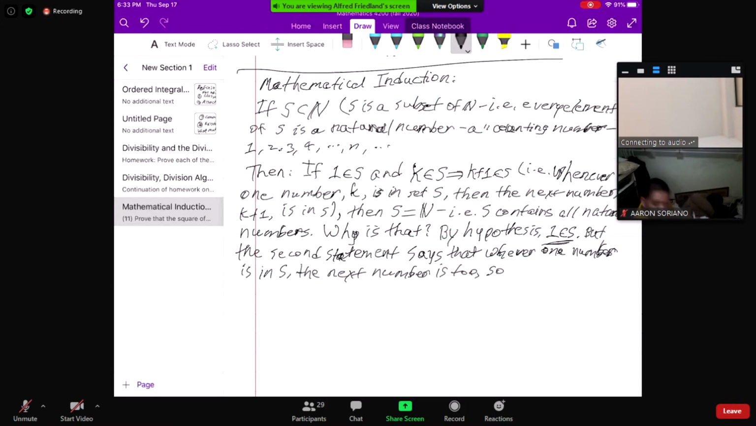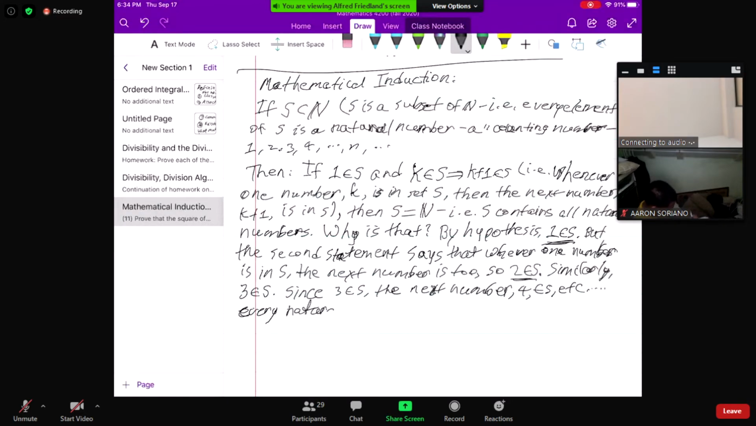So now, since we had over here, I just underlined it, 1 is an S, so now we get that the next number, 2, is an S. And then similarly, likewise, as you go ahead, but now, since 3 is an S, the next number, 4, is an S, etc. Every natural number is an S.